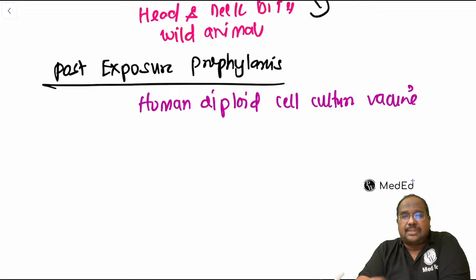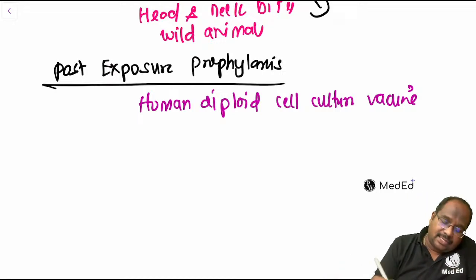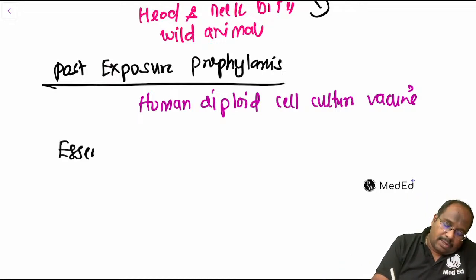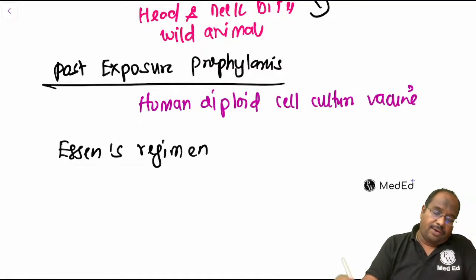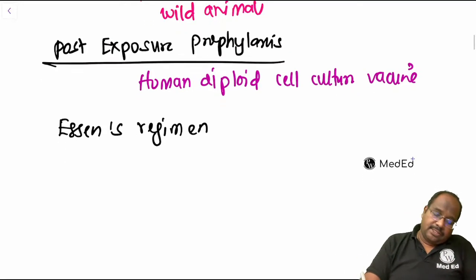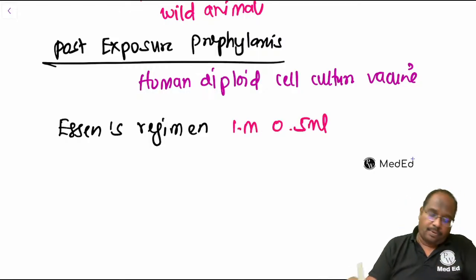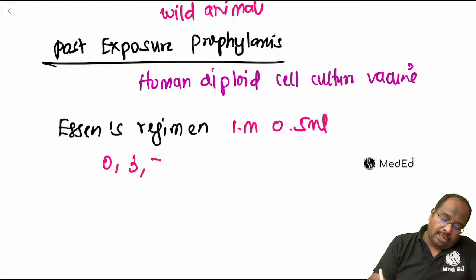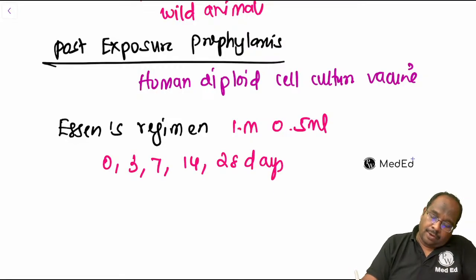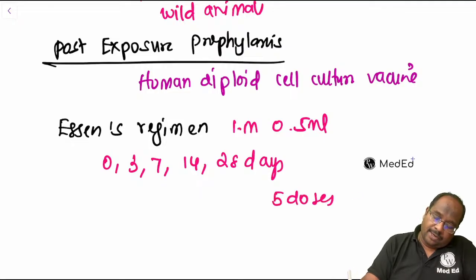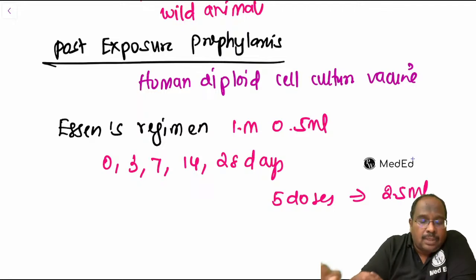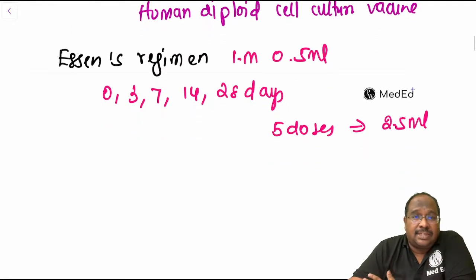We have two regimens. One is the Essen regimen. This is an intramuscular regimen, guys. You give 0.5 ml IM on days 0, 3, 7, 14 and 28. So you are going to provide 5 doses, 2.5 ml in total. This is the Essen regimen.